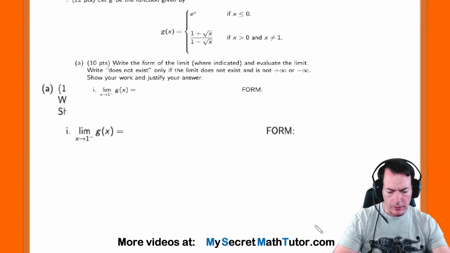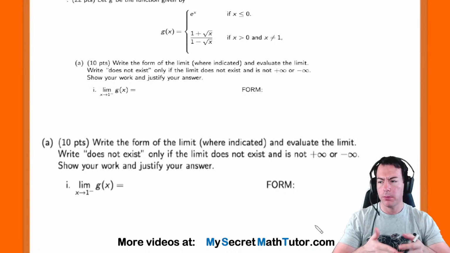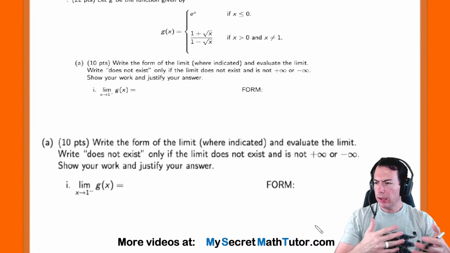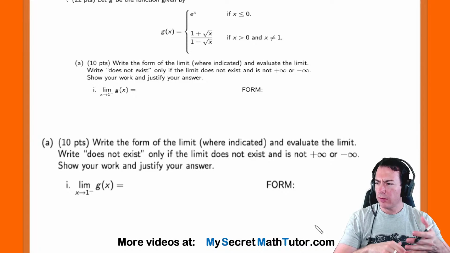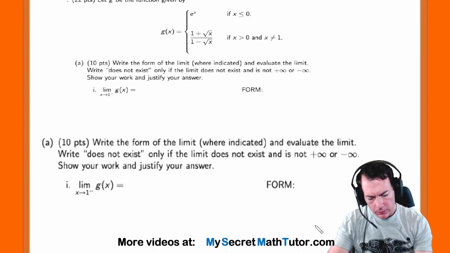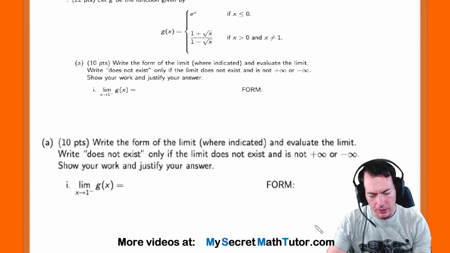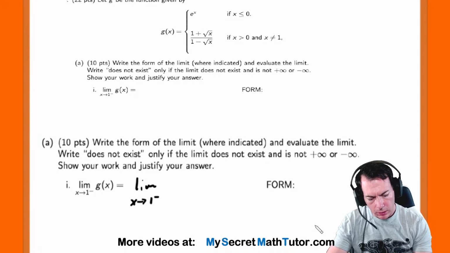So the first one says, find the limit as x approaches 1 from the left side. And looking at the piecewise function, 1 is bigger than 0, so I'd be using the second piece to this piecewise function. So I'm just going to write that here. I know it says write the form, but I don't want it to get in the way of where I'm at. So I'm going to write the limit as x approaches 1 from the left side of 1 plus the square root of x over 1 minus the square root of x. Okay.